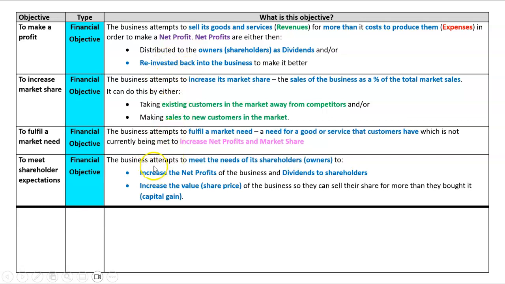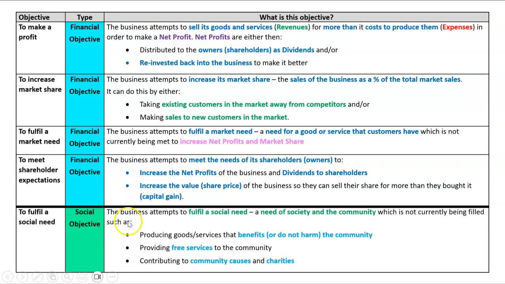We had to meet shareholder expectations. Shareholders are owners, so that objective is basically saying we want to increase net profits so the shareholders get dividends, and to also increase the share price. To fulfill a social need, the business attempts to fulfill a need of society and the community which is not currently being filled. For example, providing goods that benefit or do not harm the community, maybe providing free services, contributing to community causes and charities.